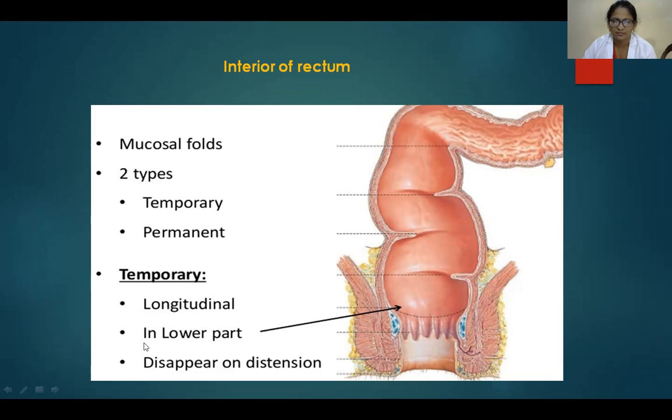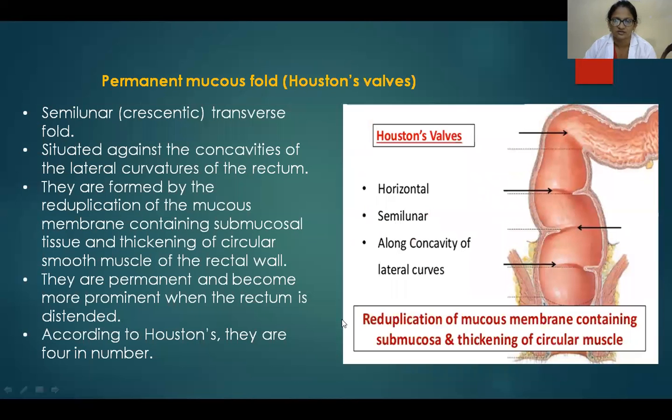See, these are the temporary folds. The temporary folds are the longitudinal folds, which you are going to see in the lower part. Those folds disappear when the rectum is distended. Next, the permanent mucosal folds are also called Houston's valves. Houston's valves are a very important question here.